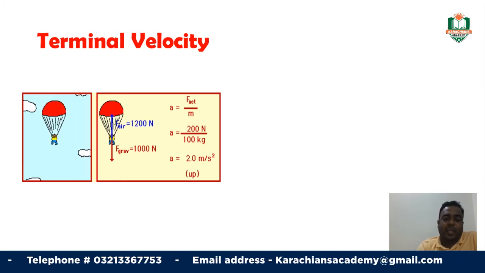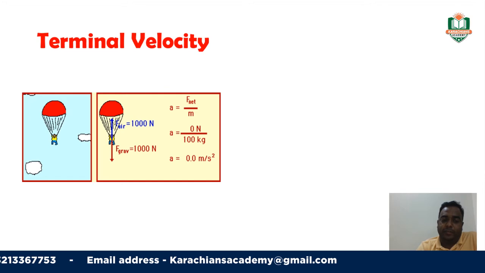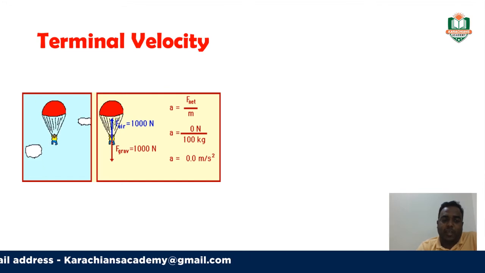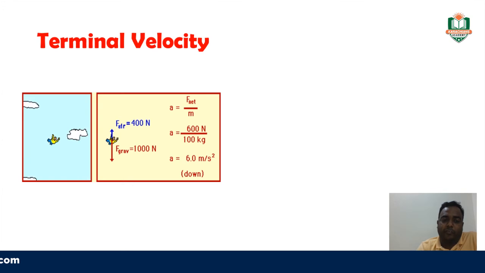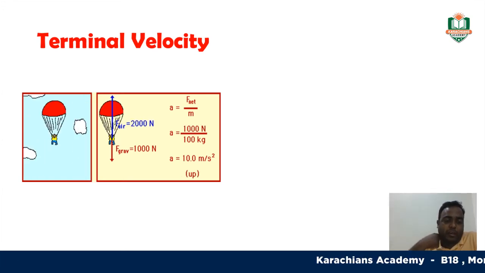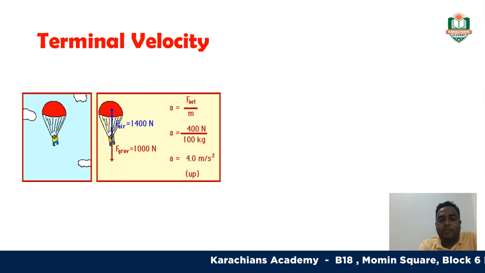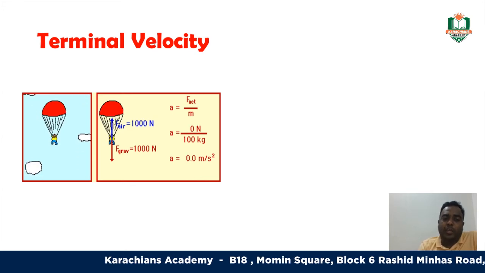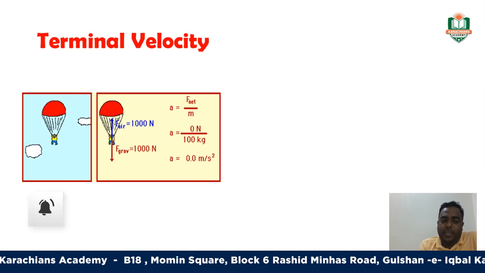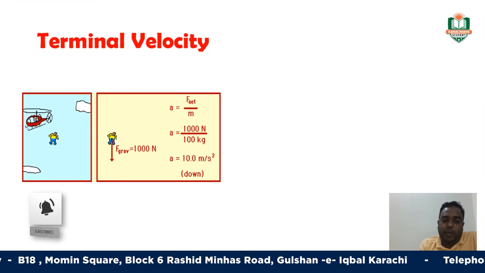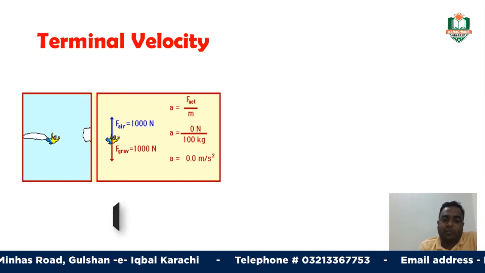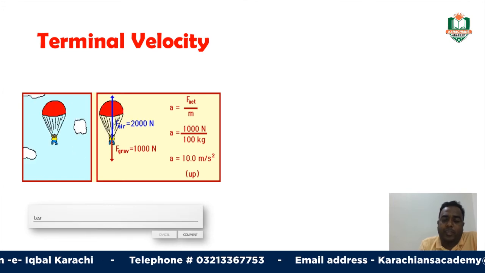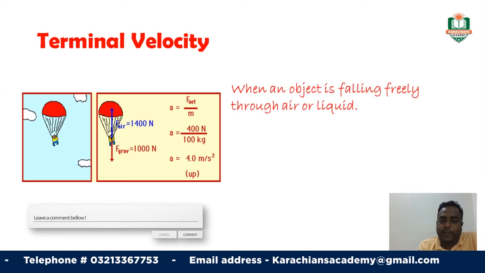In this animation, you can see that a man is falling or diving from a helicopter, and he is falling freely. When the weight of a body, or gravitational force on the body, becomes equal to the force applied by air, and it has no acceleration, in that case it is moving with uniform speed.